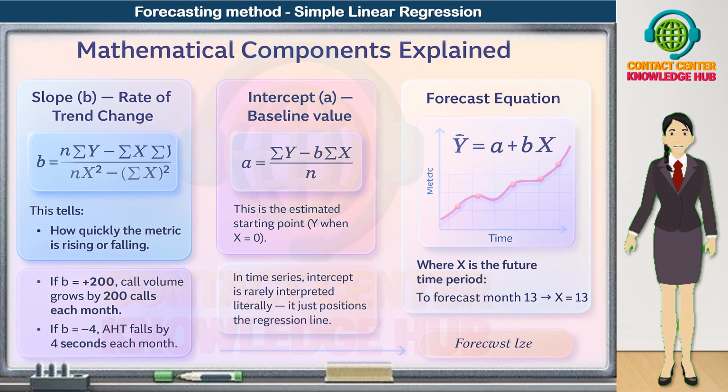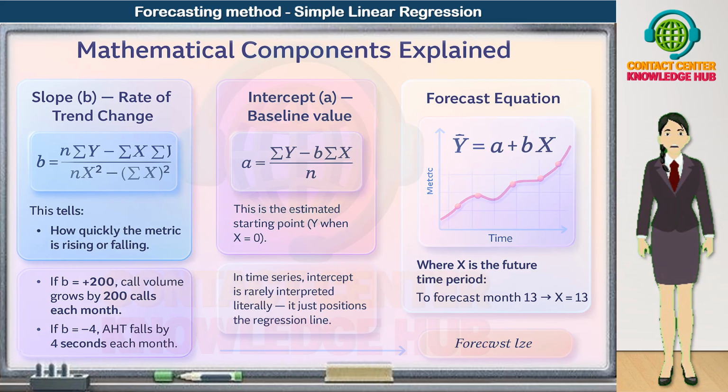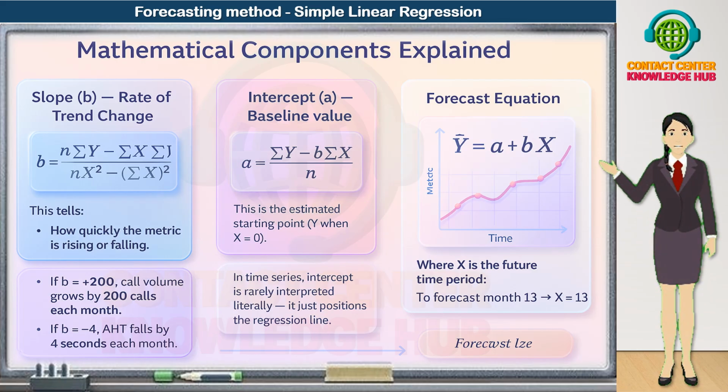Let's continue exploring the mathematical components that power simple linear regression. We will look at three key elements: the slope, the intercept, and the forecast equation. 1. The slope, represented as b, the rate of trend change. The formula for the slope is b equals n times the sum of x times y minus the sum of x times the sum of y, all divided by n times the sum of x squared minus the square of the sum of x. The slope tells us how quickly the metric is rising or falling over time.